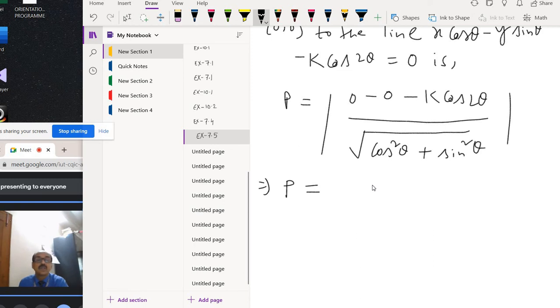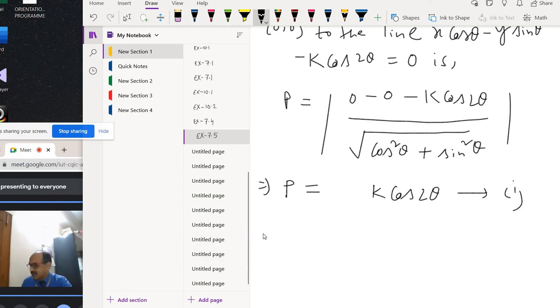So p equal to, the mod value is positive, k cos 2 theta divided by 1, because cos square theta plus sine square theta is equal to 1. So this is number one: p equal to k cos 2 theta.